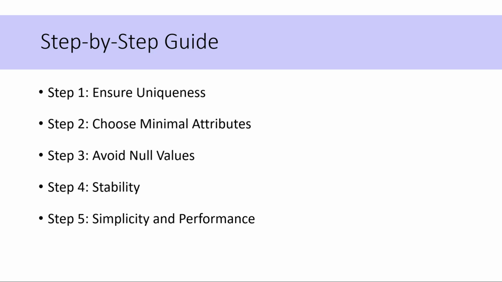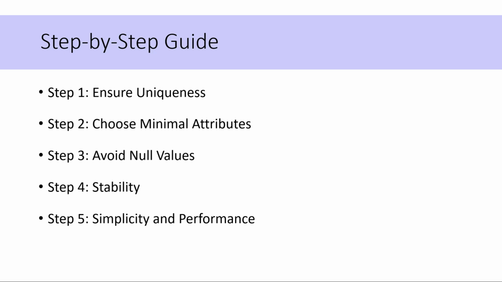Next, step 3. Avoid null values. When you select a primary key among candidate keys, your selected primary key should not have null values, like phone number, because some employees don't have phone numbers. Next, let's go to step 4, stability. Stability means the primary key should be a rarely changed one. For example, employee ID is more stable than email, because employees might change their email addresses over time.